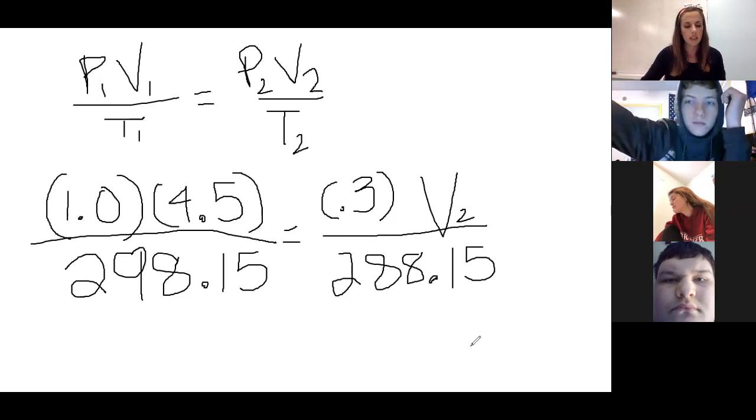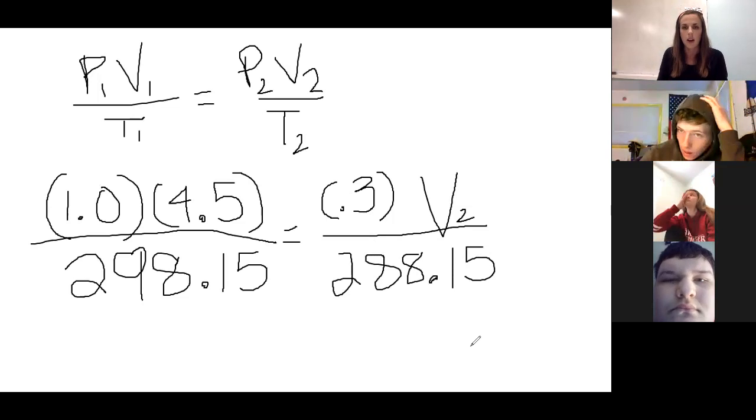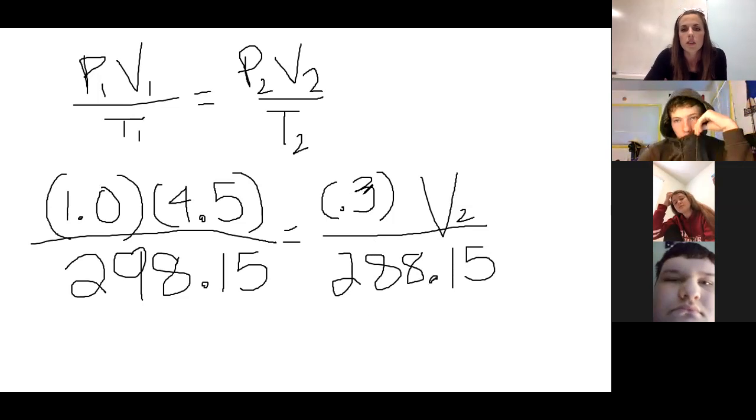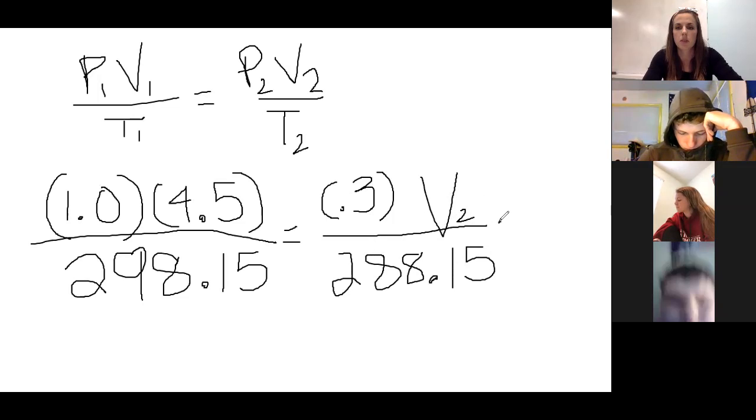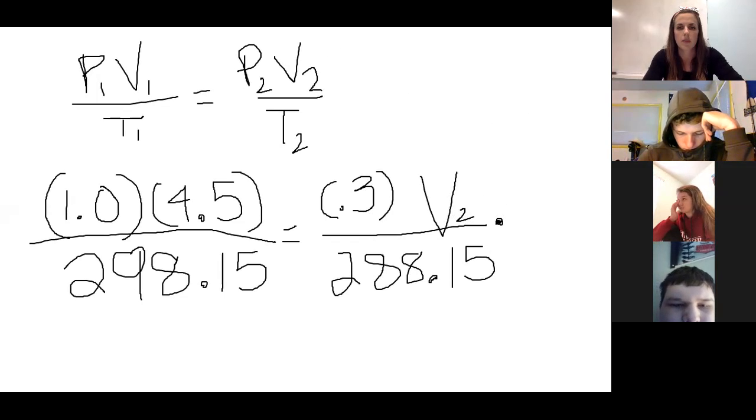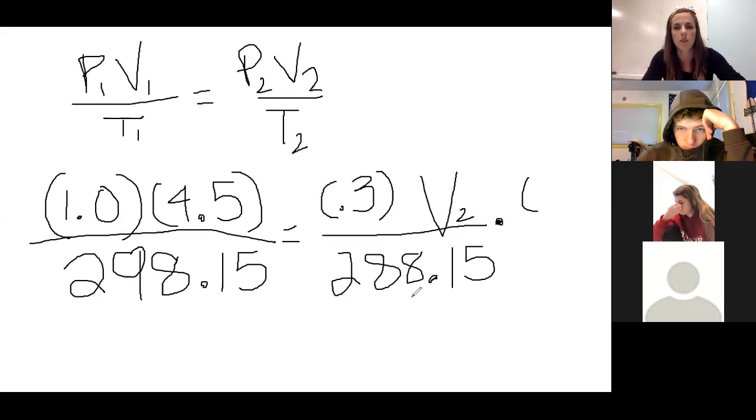Okay, now I can just solve for V2. So what will I do to get volume by itself? I'm going to multiply on both sides by the opposite of this. So I'm going to multiply by 288.15 divided by 0.3 on both sides. That way it's going to cancel out over here. Does that make sense?